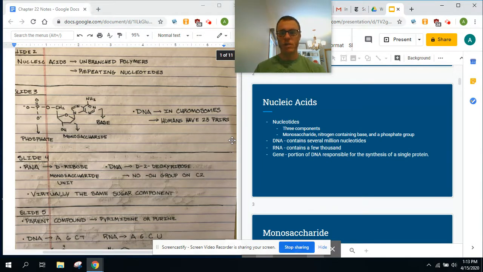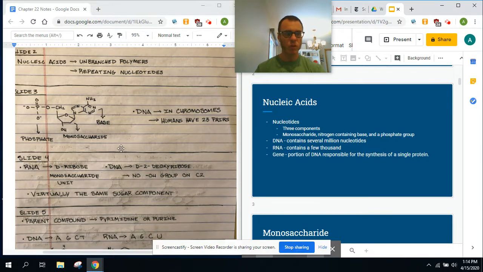A gene, when we talk about our genes, that's a portion of DNA responsible for making a particular protein. So a chunk of your DNA is responsible for your eye color, or your hair color, your skeletal size, the amount of muscle you have, all that stuff. It's all written in that gene.